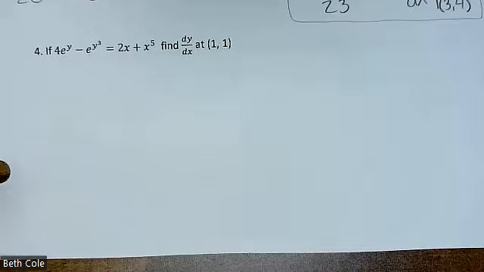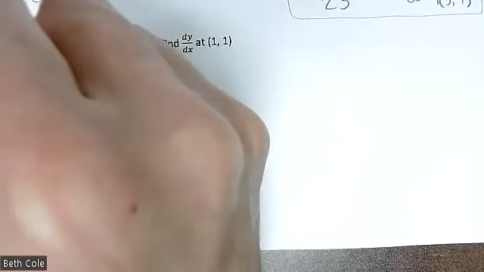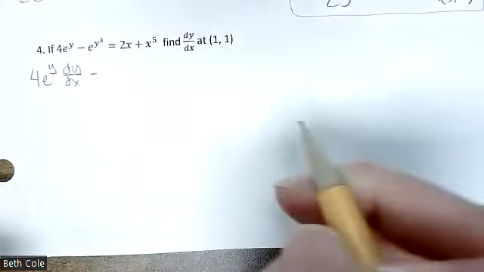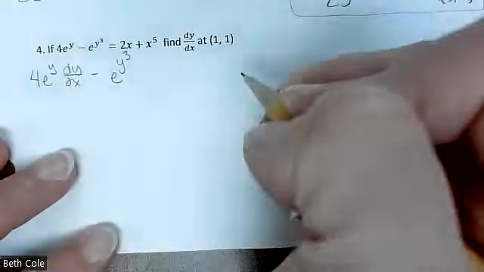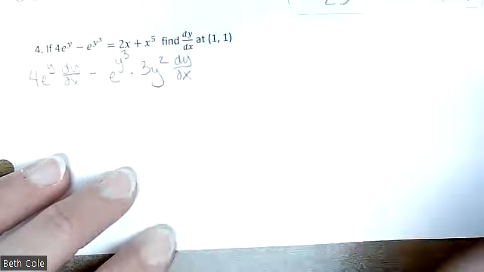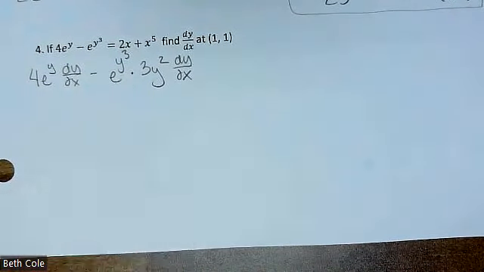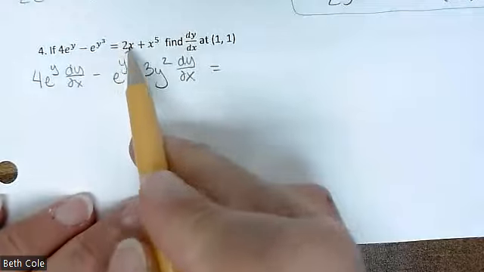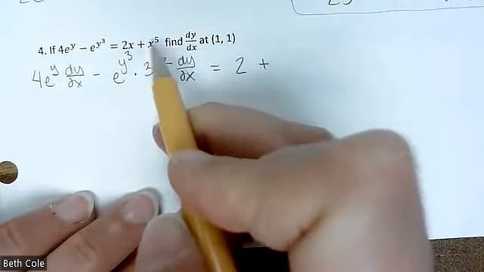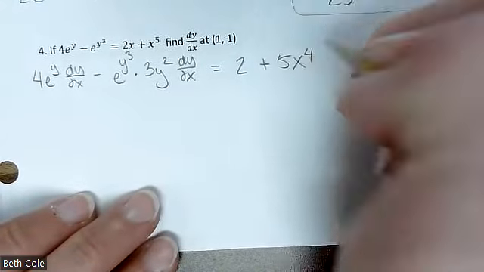So derivative of 4e to the y is 4e to the y dy/dx. Good. Minus, all right, e to the y cubed. That's e to the y cubed. And then you have to chain on the derivative of y cubed, which would be 3y squared dy/dx. Again, if it looks like a mess, you probably did it right. Equals, and then derivative of 2x would be 2 plus derivative of x to the 5th is 5x to the 4th.